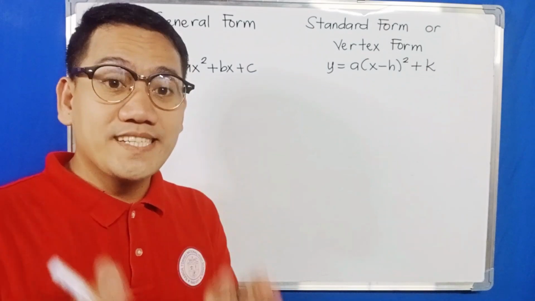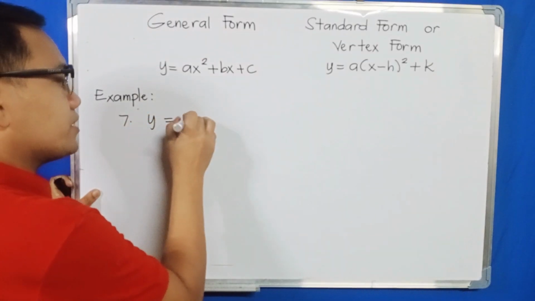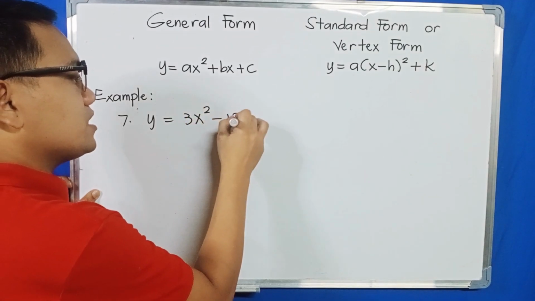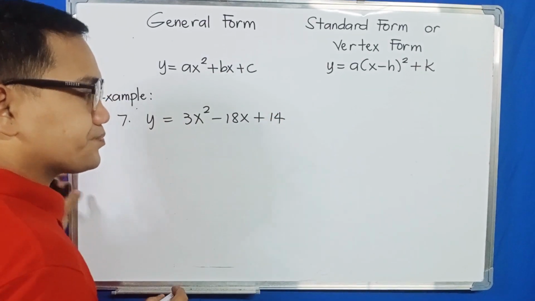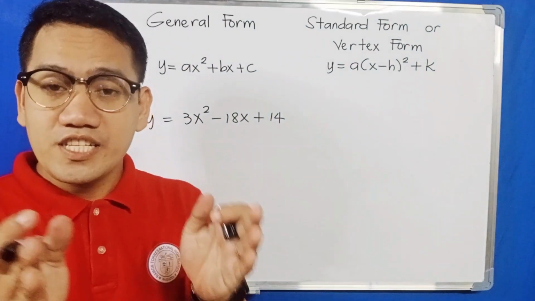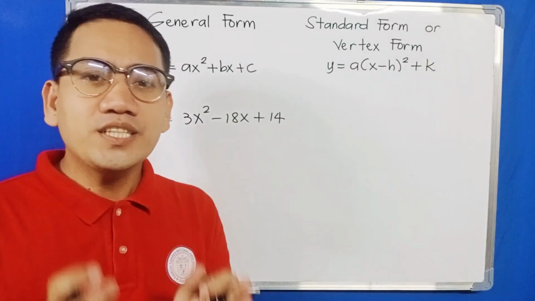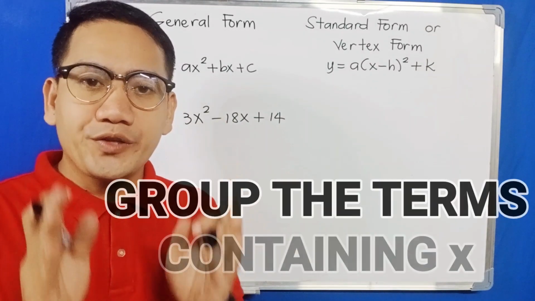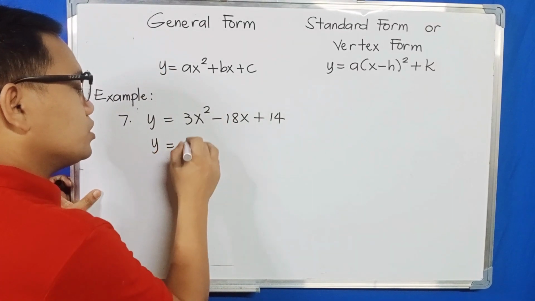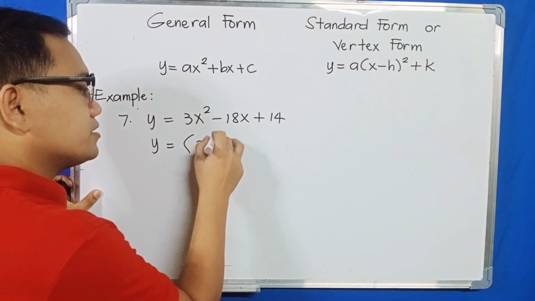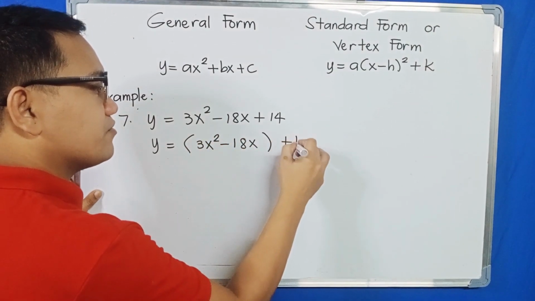Let's try to have our seventh example. y is equal to 3x squared minus 18x plus 14. So how will we transform this one into vertex form? Again, first step is we need to group the terms containing x. So y is equal to the quantity 3x squared minus 18x, then exclude positive 14.